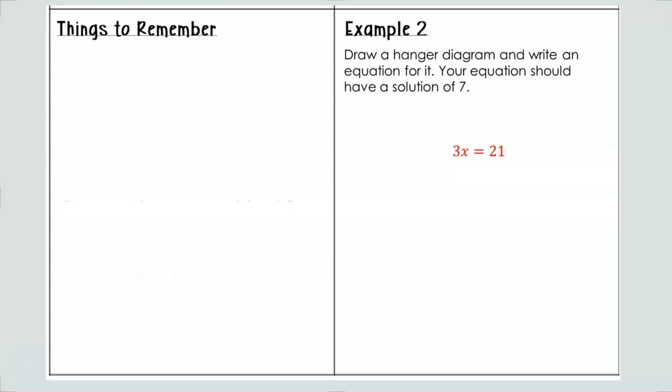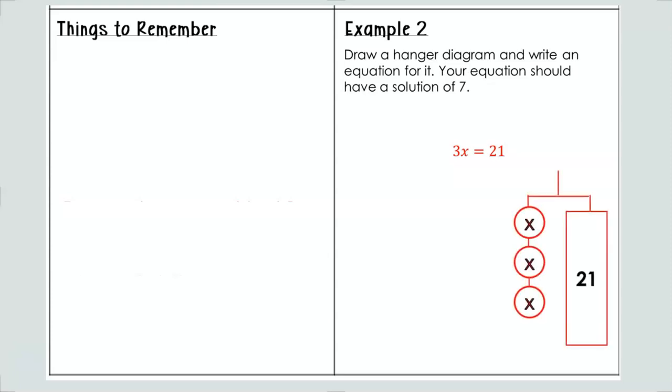Remember, when the coefficient and the variable are side by side, there's an implied or invisible operation of multiplication between those two values. If I were to draw a hanger diagram to match this equation, I would have 3 x's on one side with the number 21 on the other.